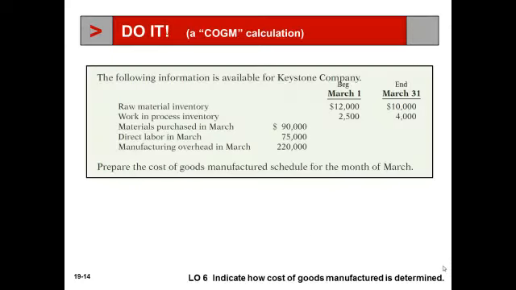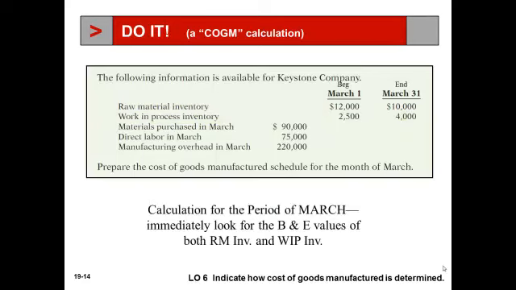Let's do an example, a COGM calculation. The following information is given for Keystone Company. We have a March 1st and a March 31st inventory. In other words, a beginning inventory for March, and an ending inventory at the end of March. For raw materials, $12,000 beginning, $10,000 ending, and work in process inventory, $2,500 beginning, $4,000 ending. These are the values we want to quickly latch onto for both raw material inventory and work in process inventory.